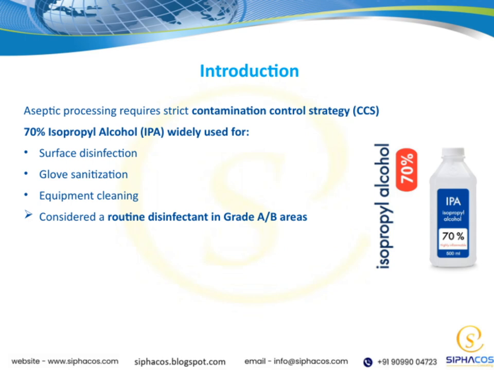IPA is also used for glove sanitization, which is vital because gloves are a primary barrier to contamination. Keeping gloves clean helps protect the entire aseptic process. Additionally, it's used for equipment cleaning, ensuring that all tools and machinery are free of microbes before they come into contact with sterile products. Because of its effectiveness and versatility, IPA is considered a routine disinfectant, especially in grade A and B areas, where the highest levels of cleanliness are required. Overall, understanding how and when to use IPA is key to maintaining a contamination-free environment in aseptic processing.